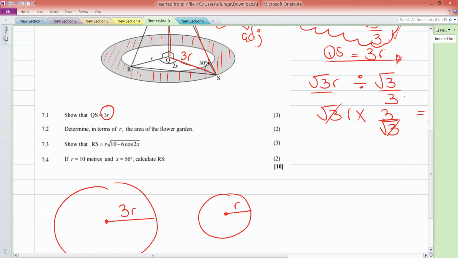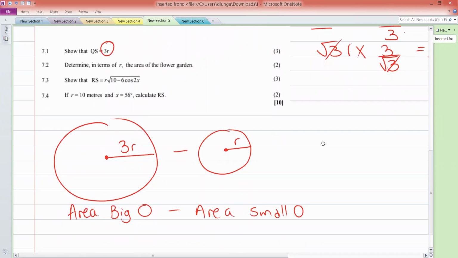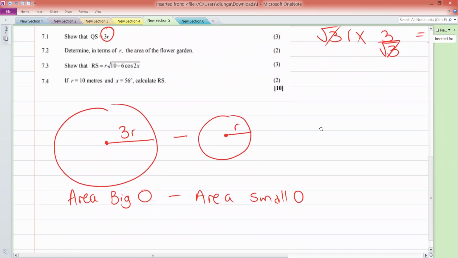Okay. What have they done here? They've taken the area of the smaller circle away from the area of the big circle. So it's area of the big circle minus the area of the small circle. Do you guys all see that? To get the shaded region. Yes, ma'am. Perfect. So what's the formula for area of a circle?